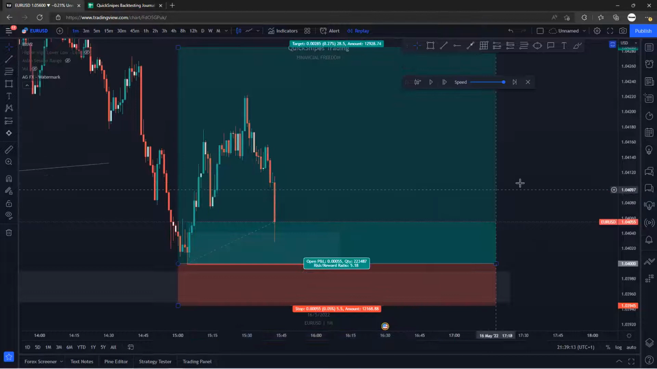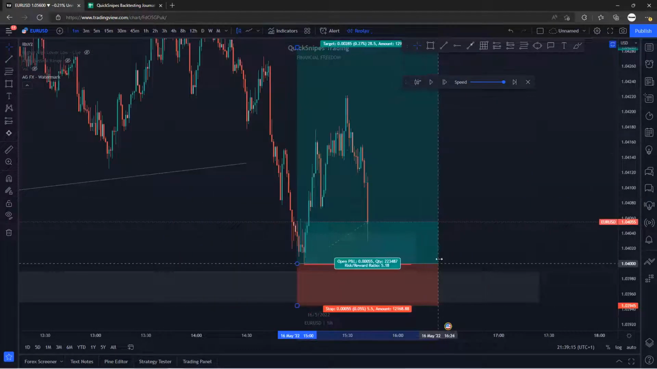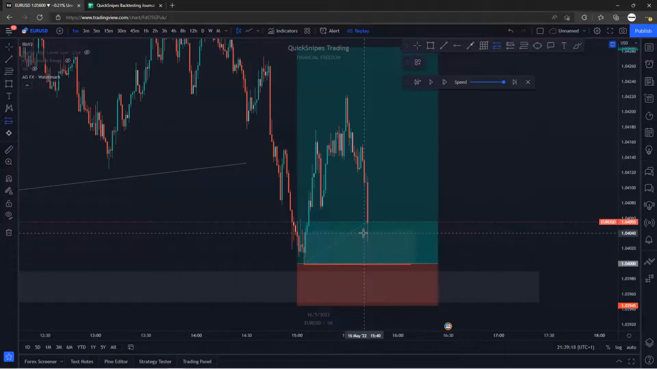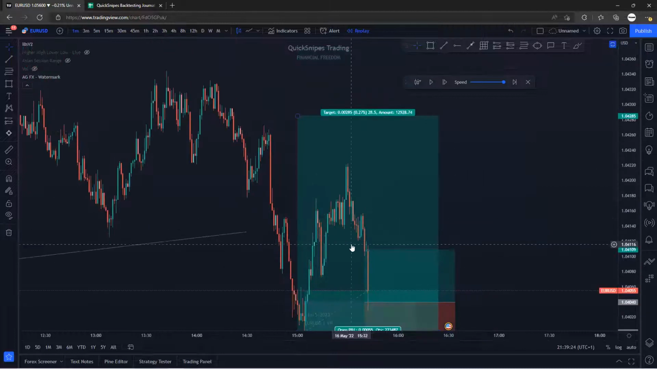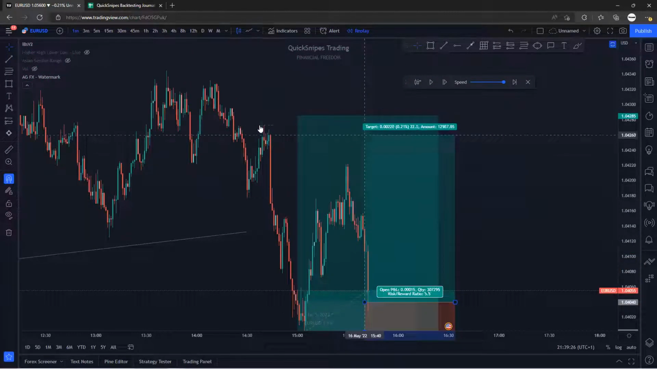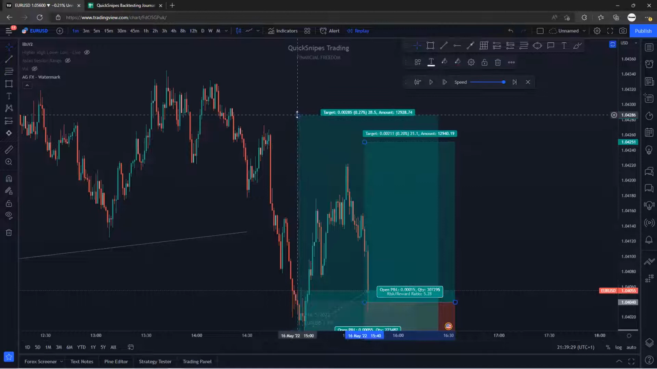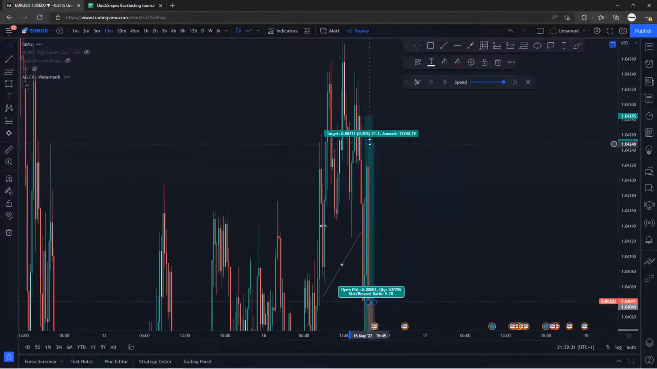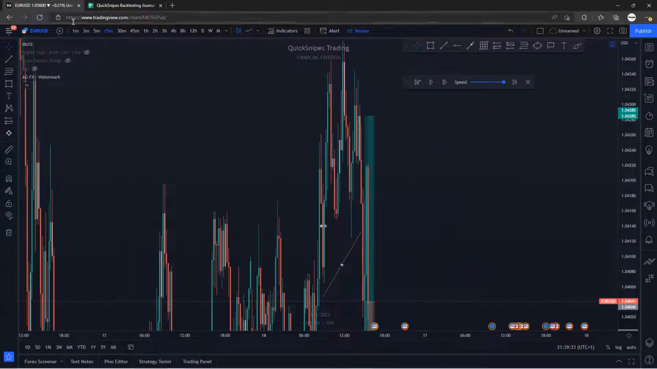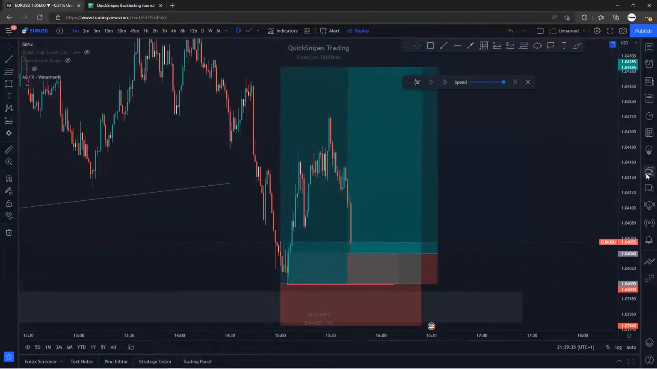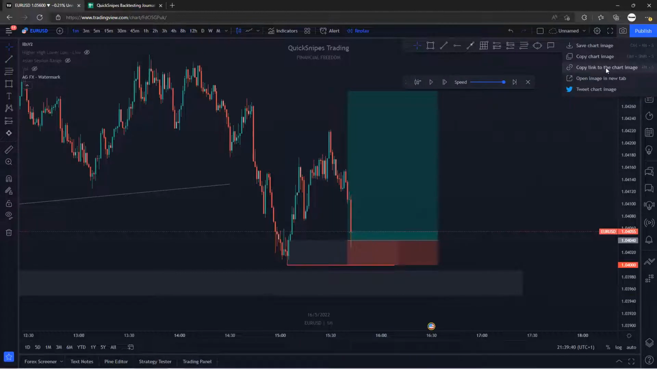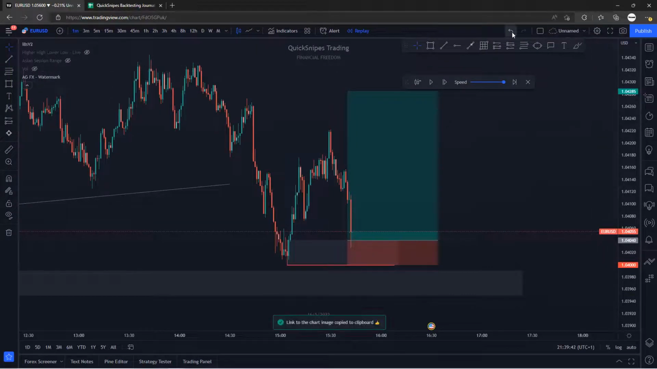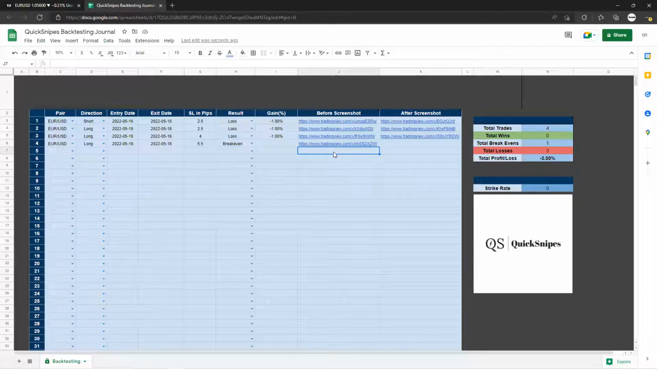Okay, there we go. So our re-entry would have been over here. About 40, stop loss at where our current break-even price is. So there, and our same target. I'd look to target that area there. Okay. So now we can mark this up as a separate trade. So I just hide it for this screenshot. Copy link to chart image. That'll be another trade.